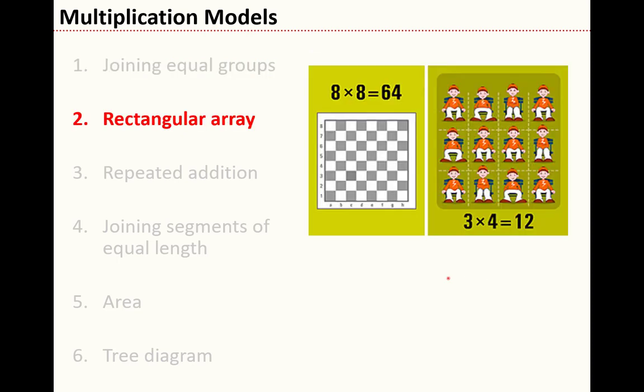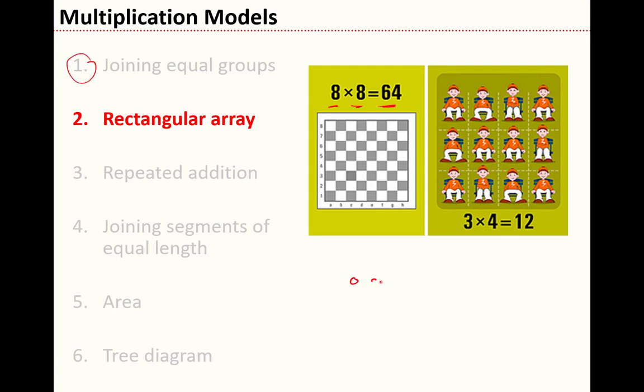Next one, rectangular array. Sometimes we have our objects not just in groups but very orderly, like a chessboard is 8 squares by 8 squares, and so I can figure the total number of squares altogether is 64. I have a picture of a boy on a bench. There are 4 pictures along by 3 pictures high, so there's 12 pictures altogether.